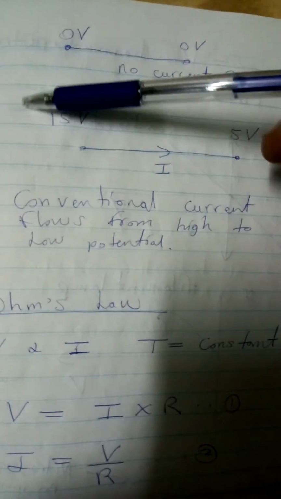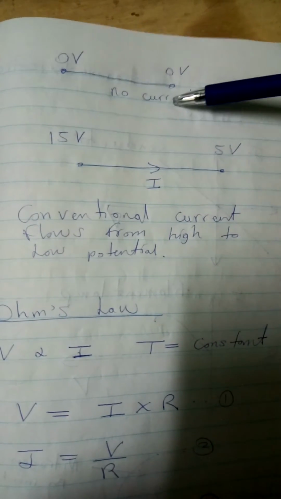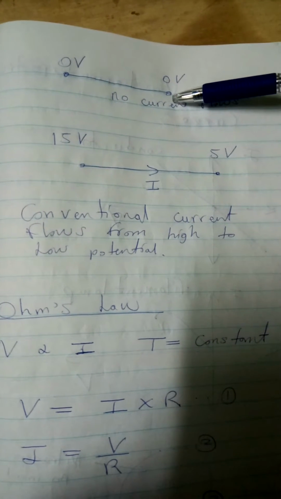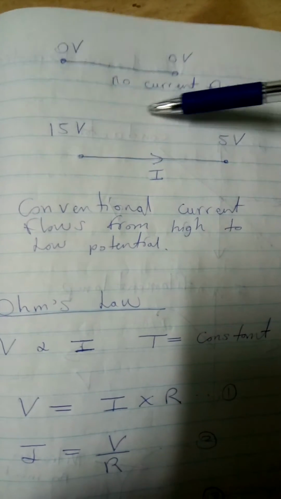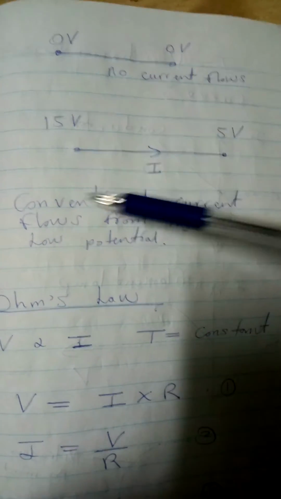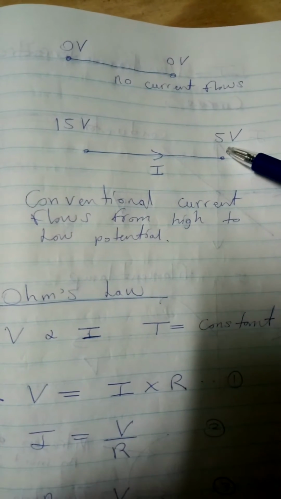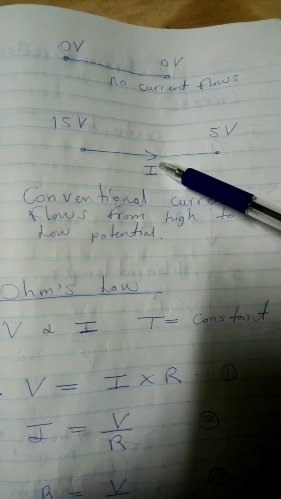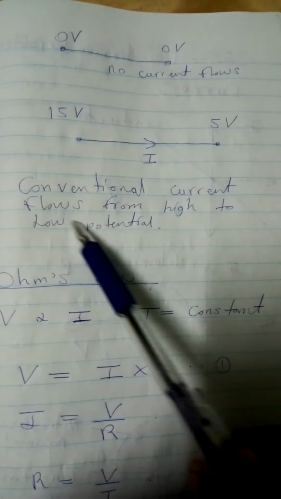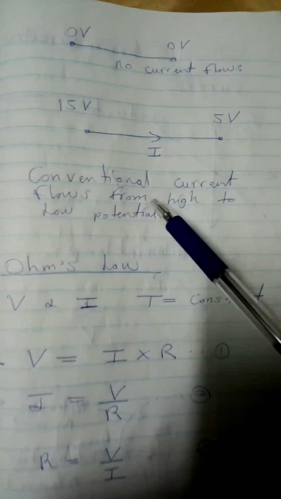Some more examples here. Here again, we have 2 points. These 2 points are at the same electrical potential, 0 volts and 0 volts. Normally in physics, we call 0 volts ground or earth. So when 2 points are at the same electrical potential, no current flows. For another example, one end is at plus 15 volts of potential, the next one is at plus 5 volts of potential. What happens is that conventional current flows from high potential to low potential. So that is how conventional current flows. It flows from high potential to low potential.